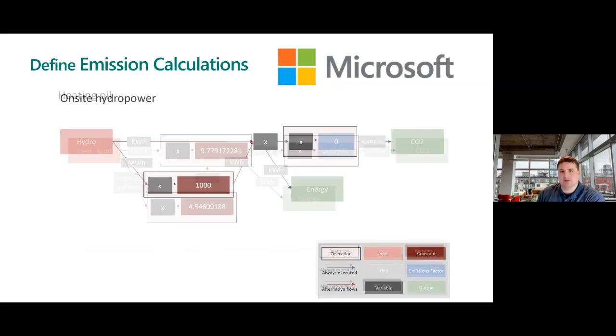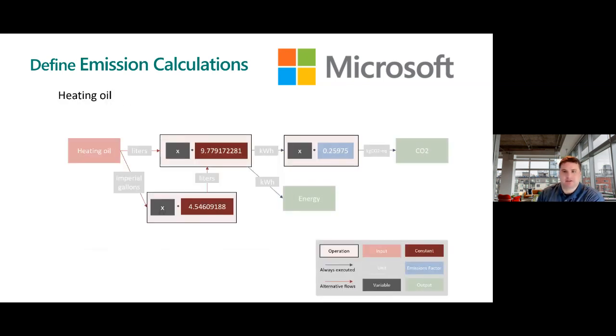So heating oil, on-site hydropower, you're seeing all these different scenarios which line up. Imperial gallons, liters, you're seeing the different calculations in place that need to spit out the accurate outcome to measure. Because if you're not defining these and if these aren't accurate for translations, it's junk data.